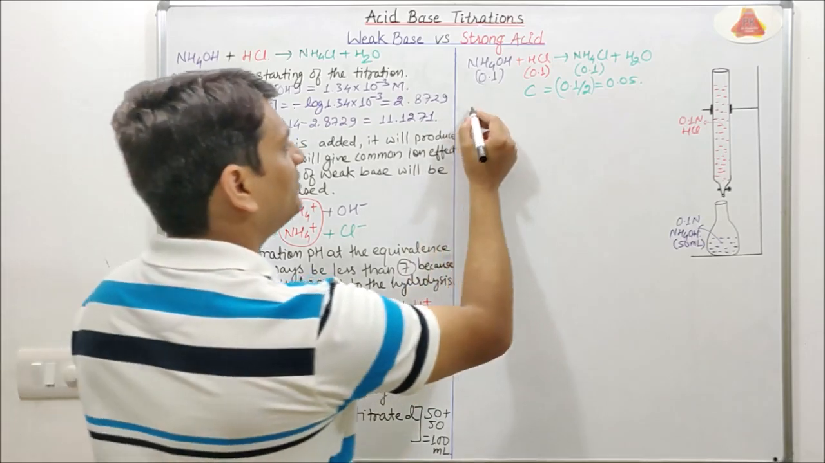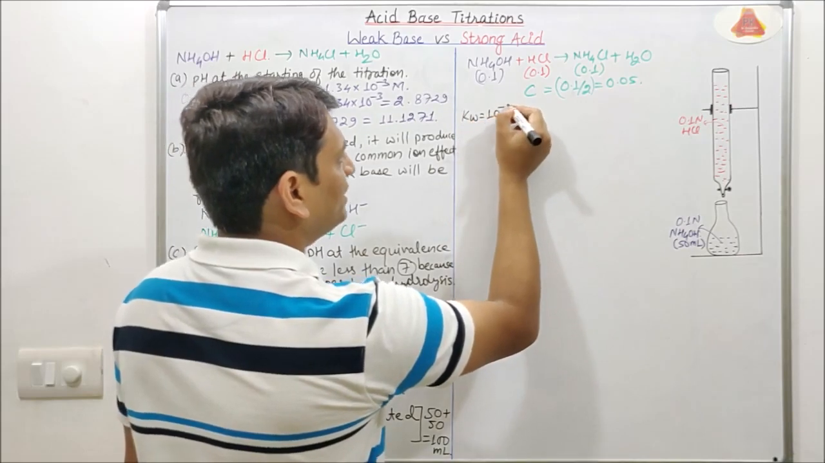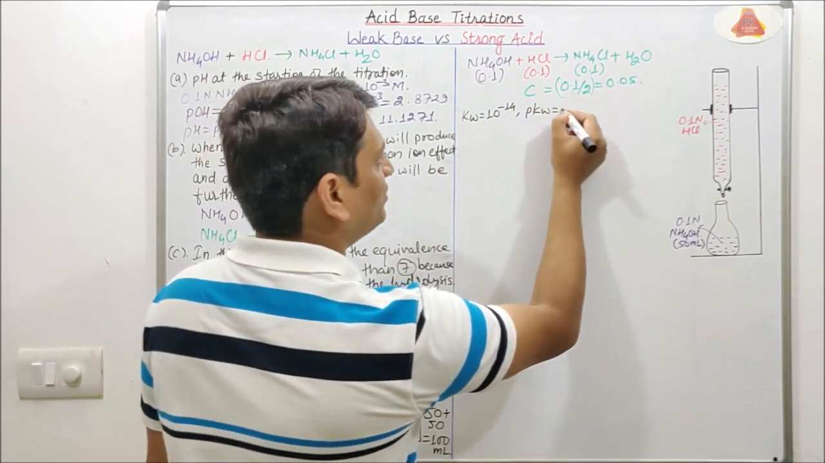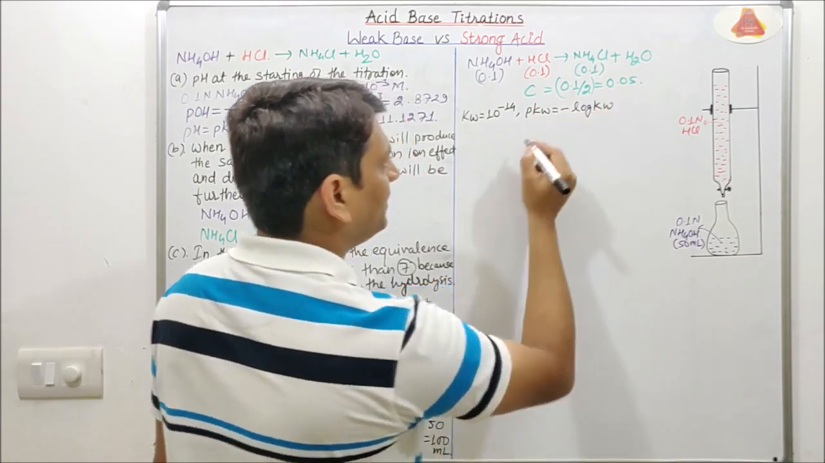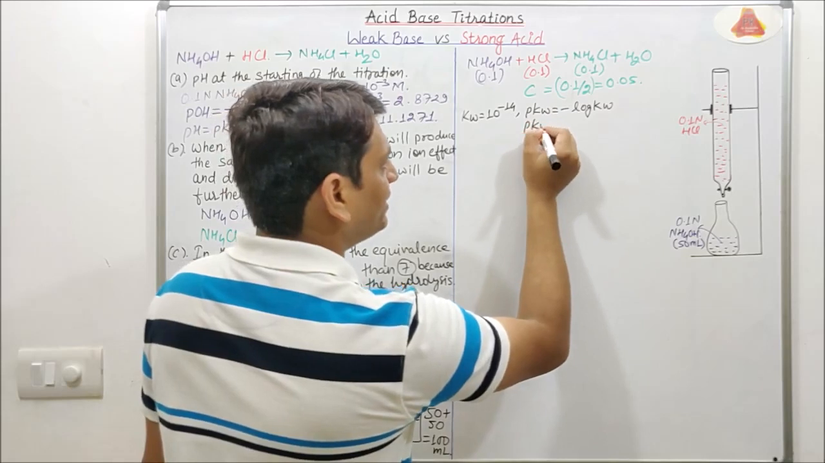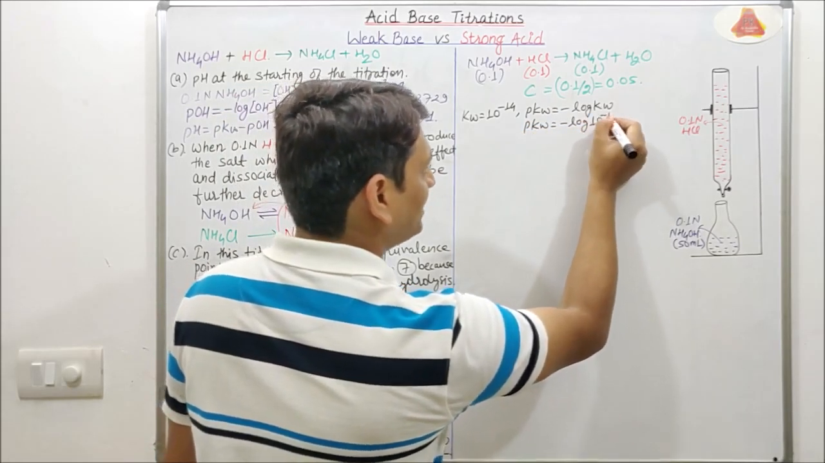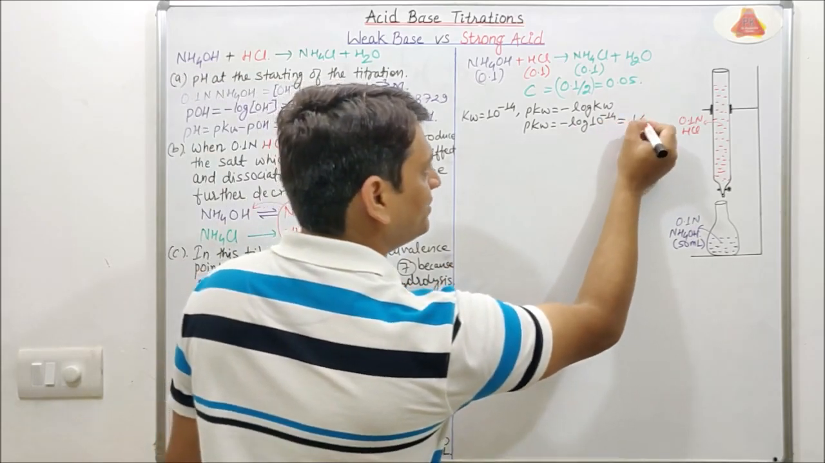Now coming to the pKw. So what is pKw? As you know, Kw is equal to 10 to the power minus 14. So pKw is equal to minus log Kw. So it will be pKw is equal to minus log 10 to the power minus 14. So it will be 14.